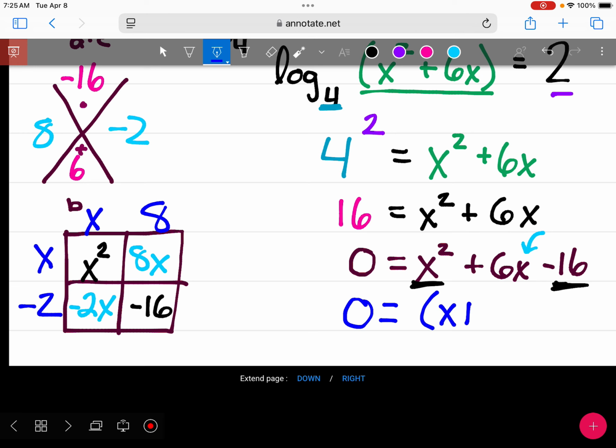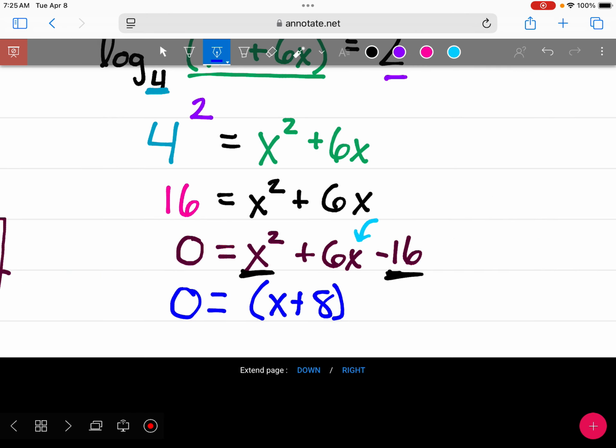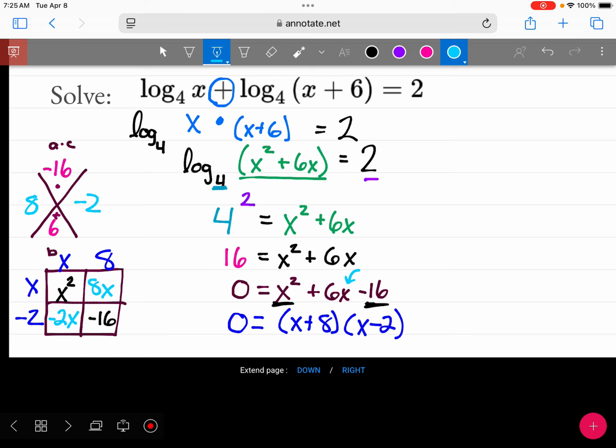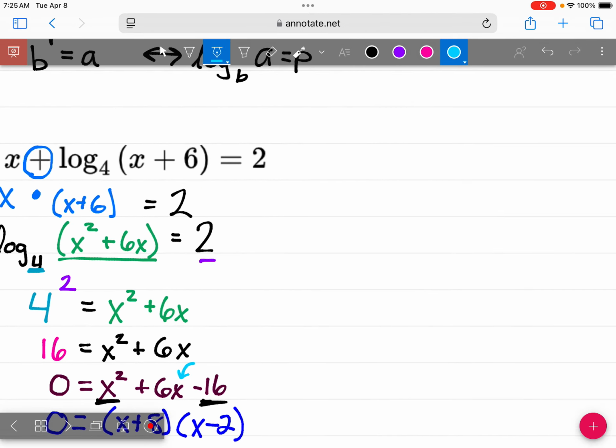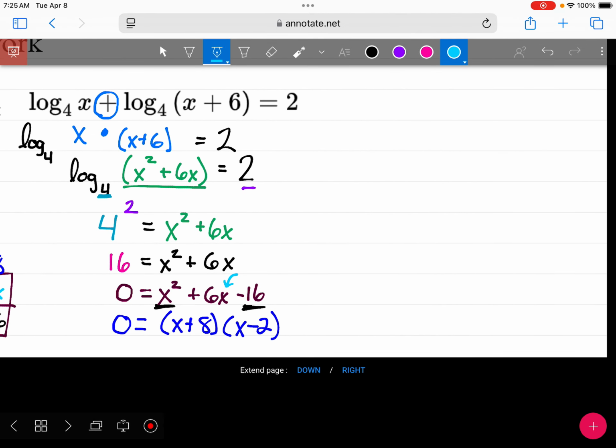So we get x plus 8 and x minus 2. And we're almost at the end on this one. What are our two possible solutions here? Because that's the whole point. We're trying to solve this. Get down to an x equals. x equals negative 8 and x equals 2. Because what we do is we set these two pieces equal to 0. So x plus 8 equals 0 gives us the possibility of x equals negative 8. And x minus 2 equals 0 gives us the possible answer of x equals positive 2.